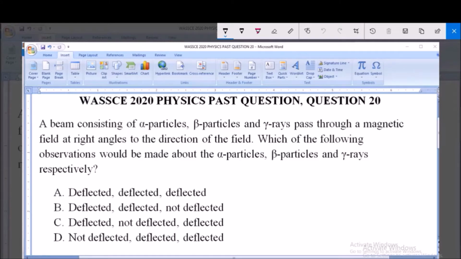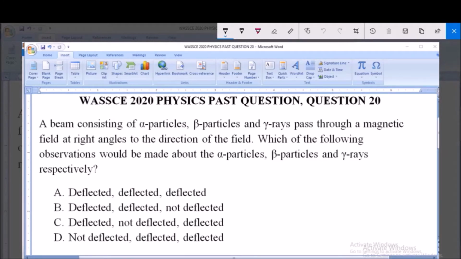I will be answering WAEC 2020 physics past question, question 20. A beam consisting of alpha particle, beta particle, and gamma rays pass through a magnetic field at right angles to the direction of the field. Which of the following observations were made about the alpha particle, beta particle, and gamma rays respectively?